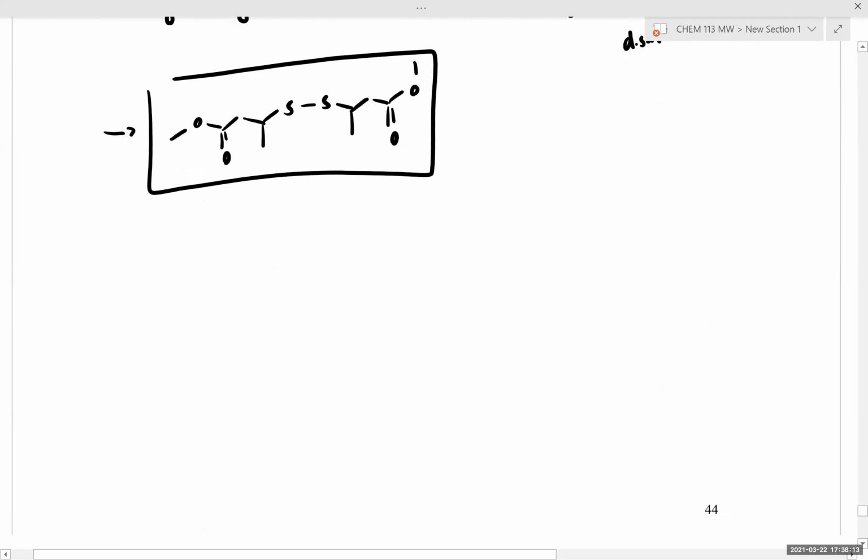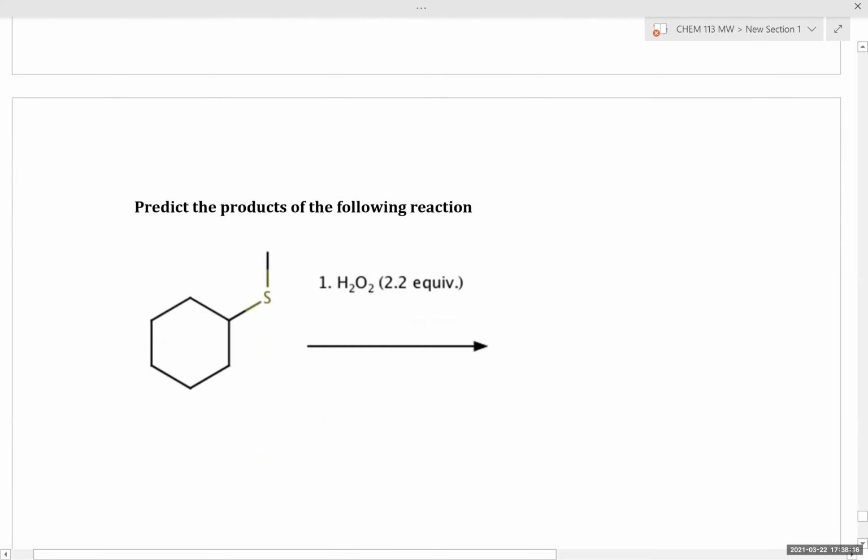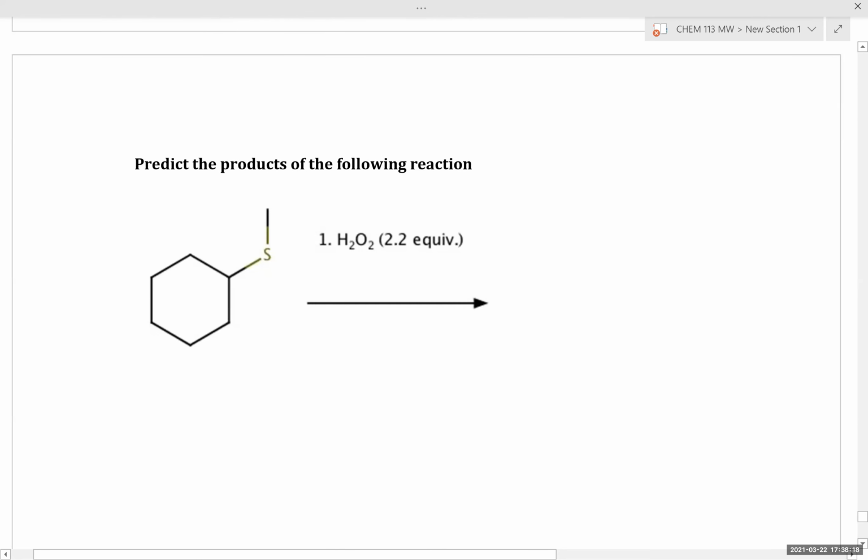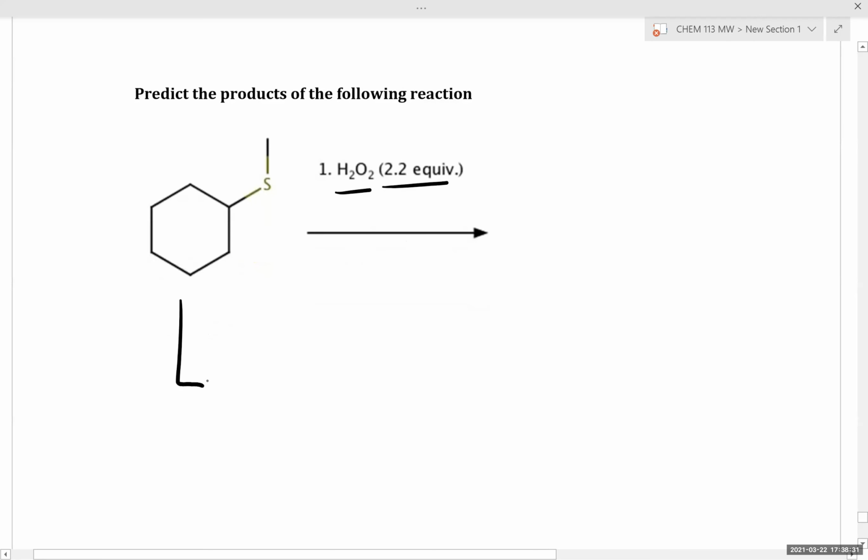Okay, let's look at another product prediction example. This time we're treating a sulfide, not a thiol, but a sulfide, with hydrogen peroxide and an excess of hydrogen peroxide. We don't have to draw a mechanism for this reaction, but what I would like us to consider is we're going to make an intermediate, and let's make sure we're explicit on what this intermediate looks like and what its oxidation state is.